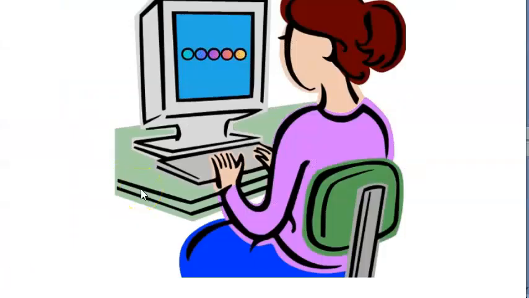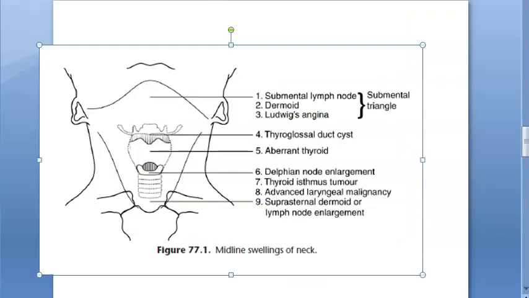Guys, now some patient comes to you, midline mass is there, neck mass. It can be so many other things, okay? Don't think only that. What all can it be? See here they have written thyroglossal duct cyst. But it can be submental lymph node, dermoid, Ludwig's angina. Ludwig's angina, you know, right? Infection of the submandibular space. Then aberrant thyroid. Okay, something they're blaming on the thyroid. Delphian node enlargement, thyroid isthmus tumor, based on the position they're saying. Advanced laryngeal malignancy. It can be a malignancy of the larynx. Suprasternal dermoid or lymph node enlargement. So it can be so many of these things. So differentials, you'll have to write a lot of things.